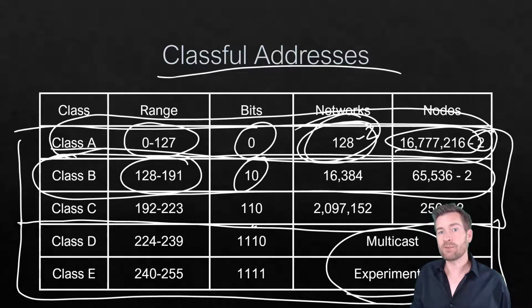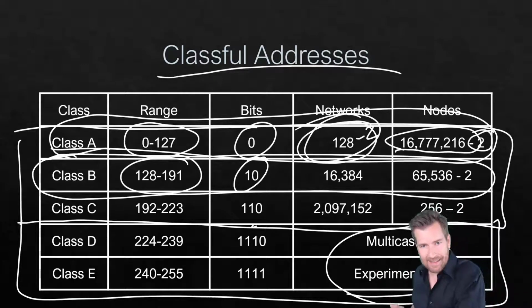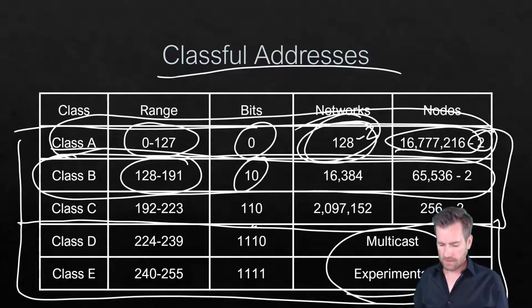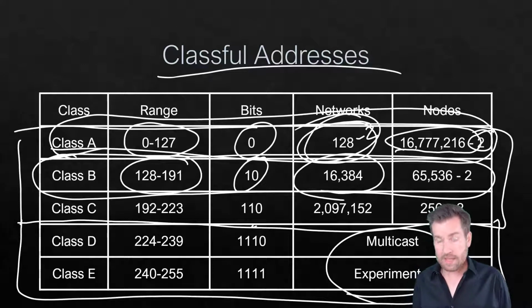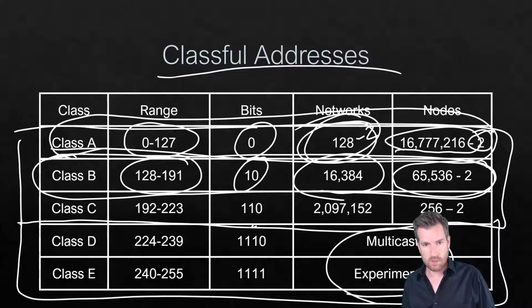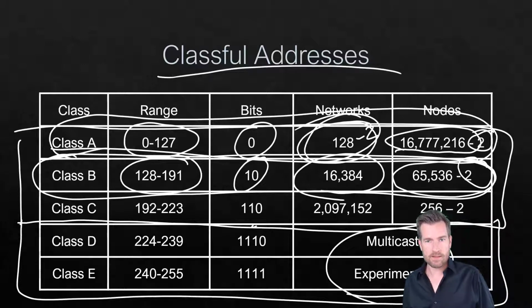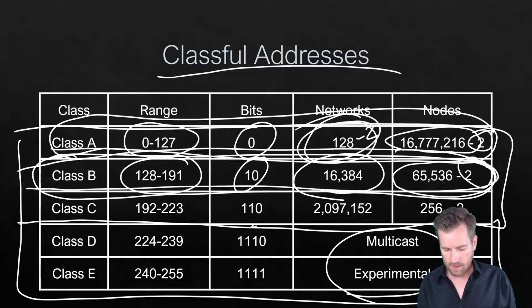But we actually remember the network side of this is both the first octet and the second octet, which gives us a lot more networks. In fact, it gives us 16,384 networks that are broken apart in this Class B. And then for each one of those networks, we have 65,536 nodes. And then we subtract 2 from it once again because we've got that network address and that broadcast address. So that is a Class B right here.